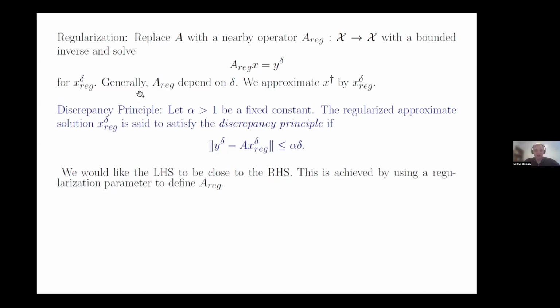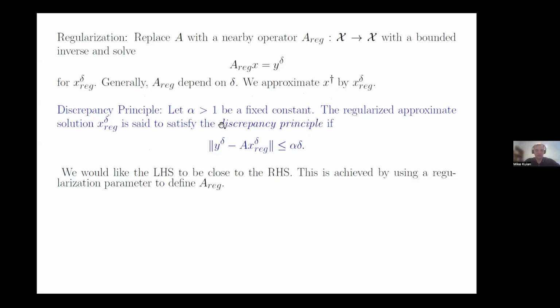Generally, the regularized operator depends on the level of noise. And we approximate the real solution, X dagger, by some approximation. We call it X delta regularized. We also define a discrepancy principle.